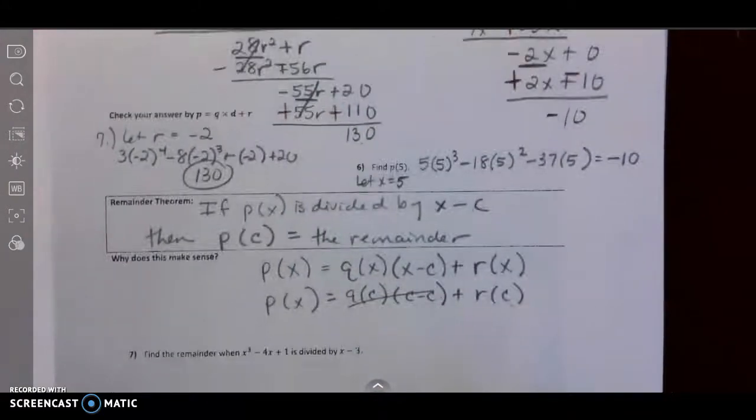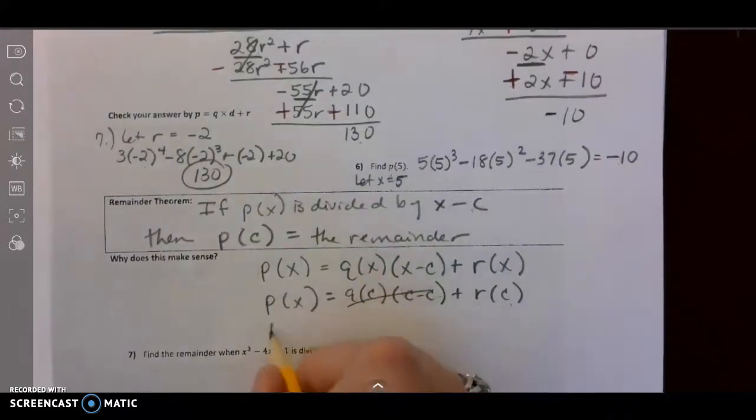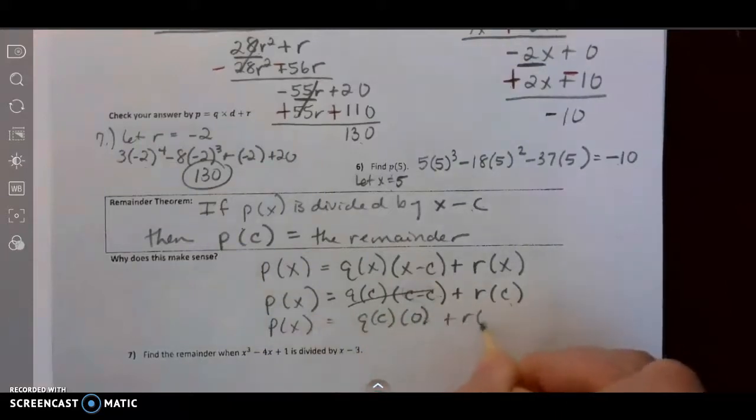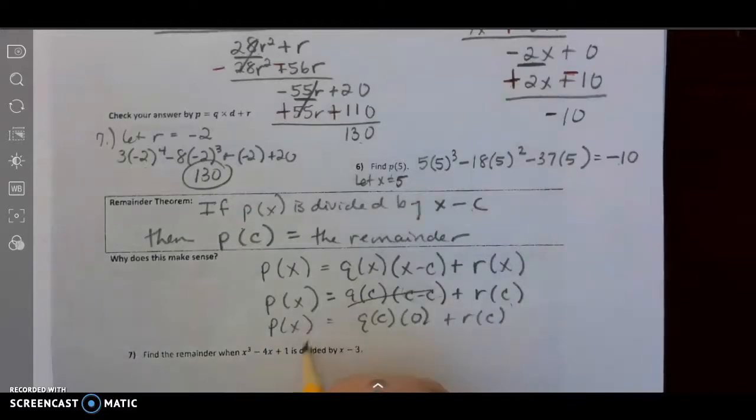Sorry, keep scooting my paper down. Because this c minus c will become 0, this all just becomes 0. If you want to write that down, that might make it make more sense. Q of c times 0 plus r of c. And then so you just get p of x equals 0 plus the remainder. So that's why they're equal.